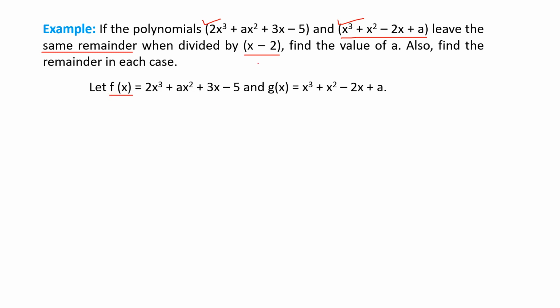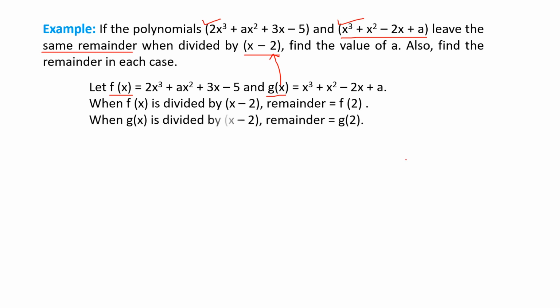Now when f of x is divided by x minus 2, what will be the remainder? F of 2. The remainder is f of 2. Now if g of x is divided by x minus 2, what will be the remainder? G of 2, right. Okay. So what will we do now? We will find out f of 2 and g of 2 one by one.